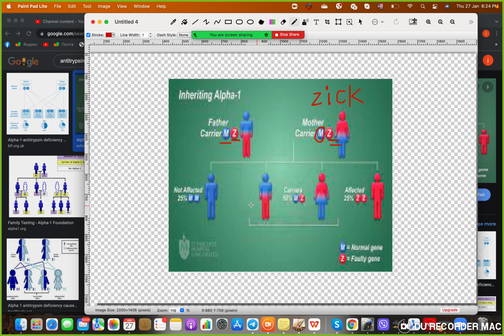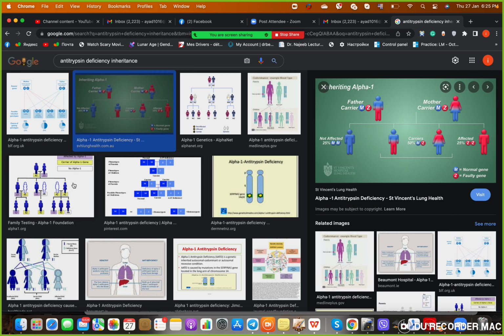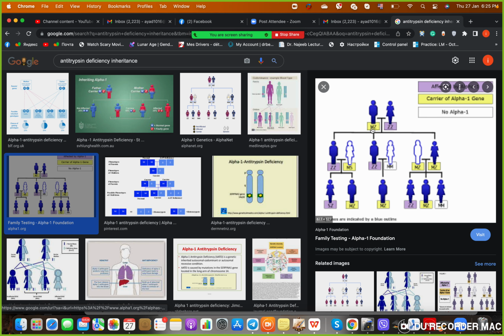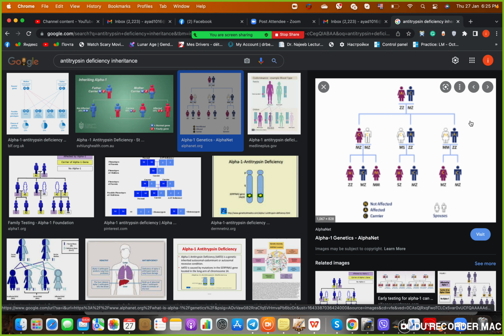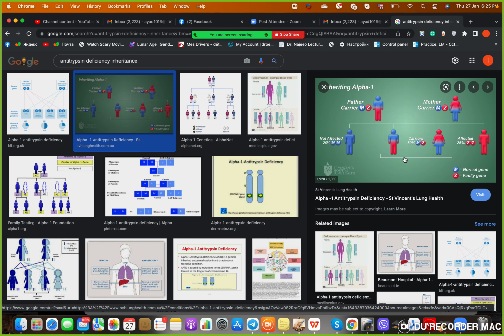But look at their sons. One of them has MM, which is totally healthy. MZ is a carrier. ZZ, this guy is totally sick. This guy gets the emphysema. You must know about the ZZ and MZ and this stuff. It's ridiculous, I know, but they want you to know about this type of inheritance with the Z's and the M's. They do ask about it. So let me just send you this picture.